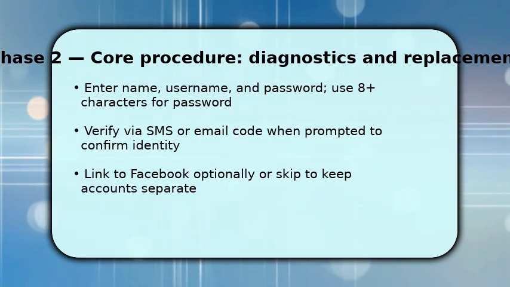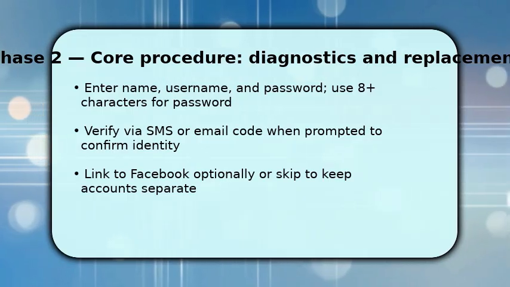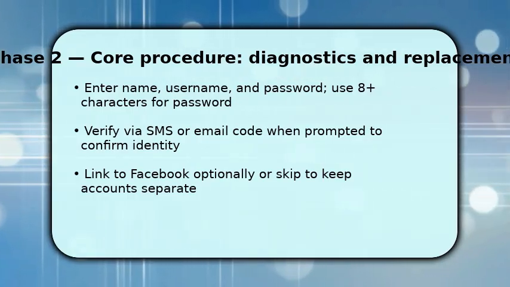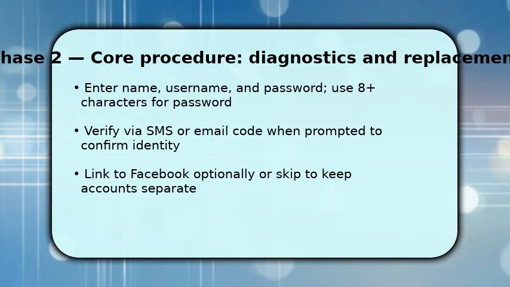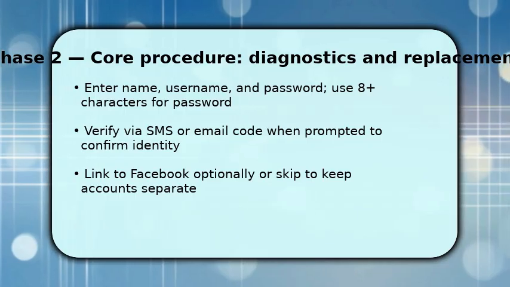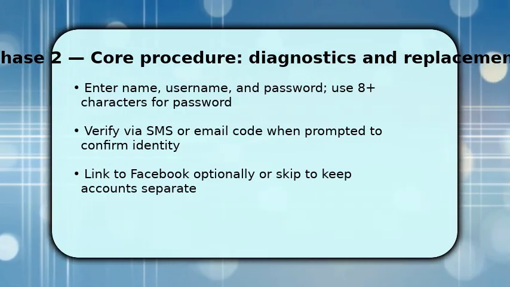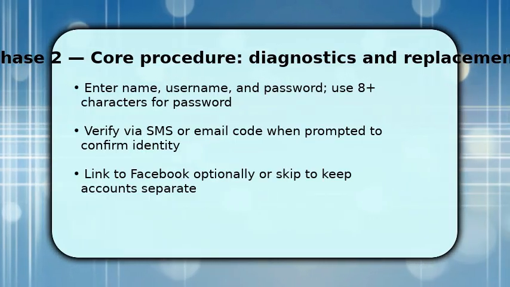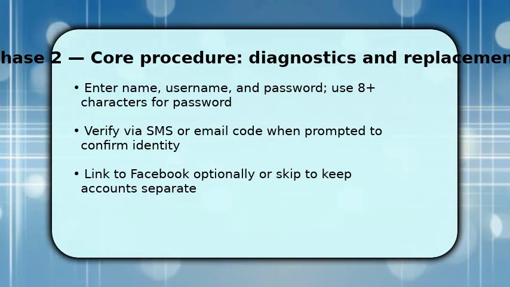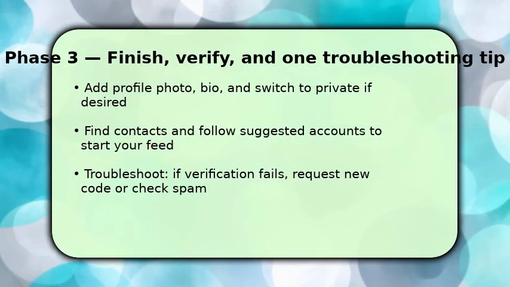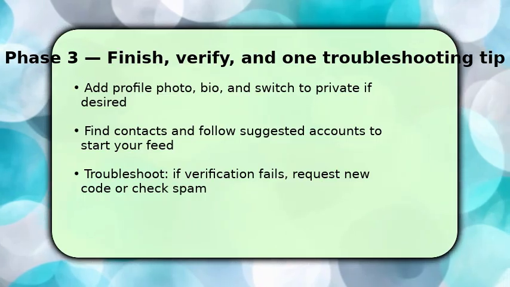After you submit, Instagram will send a verification code to the email or phone you provided. Enter that code promptly to confirm your identity and avoid resending. Once verified, you'll be asked whether to connect to Facebook. Link if you want cross-posting and friend suggestions, or skip this to keep accounts independent and focus on contacts and profile setup.